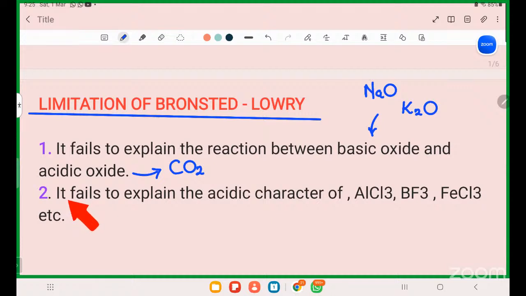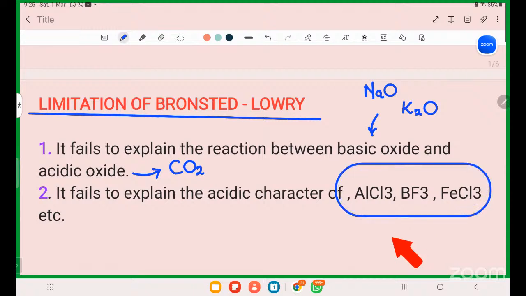Then quickly, it also failed to explain the acidic character of aluminum chloride, boron trifluoride, and iron(III) chloride. These are also acids.